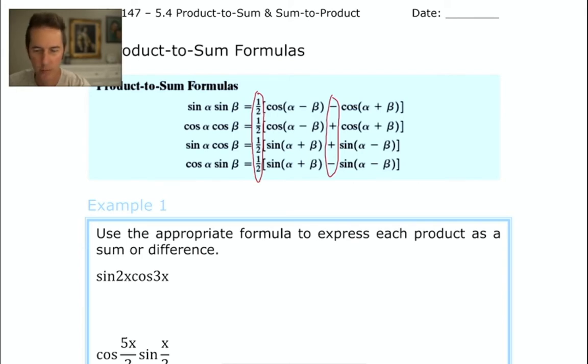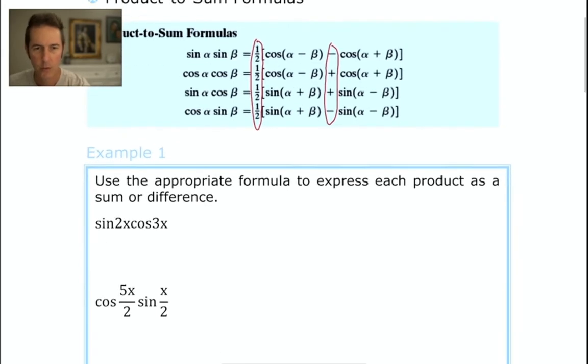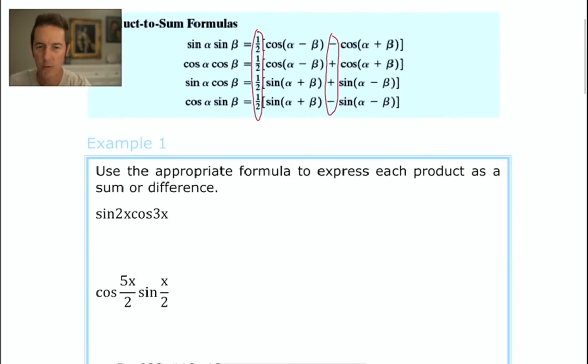All right, let's try some examples. So the first one says that we're to use the appropriate formula to express each product as a sum or difference. And first we've got the sine of an angle measure times the cosine of an angle measure. These are unusual angle measures. I'm even going to go in here, and if you were taking a test or you had jotted these down on scratch paper because you were doing these for homework, don't hesitate to put parentheses around those so that they're more apparent to you as an angle measure.